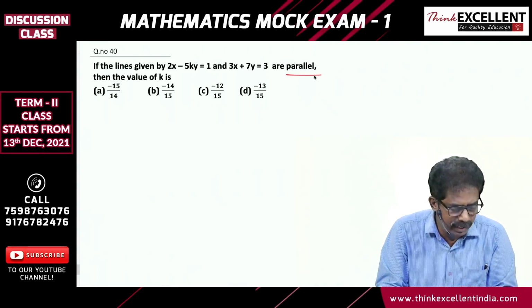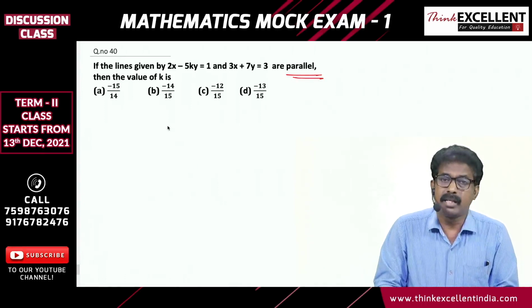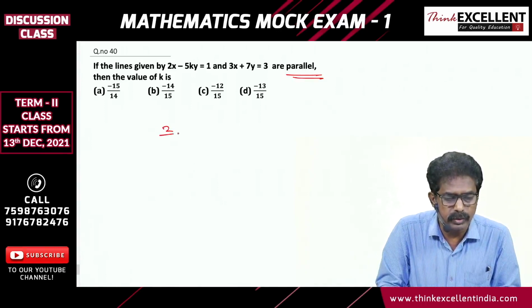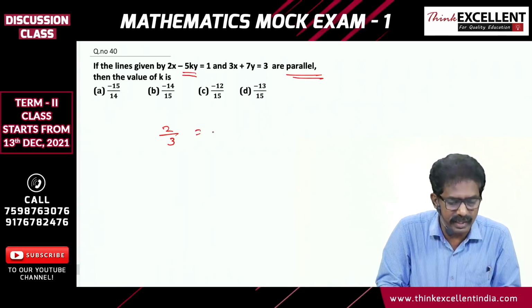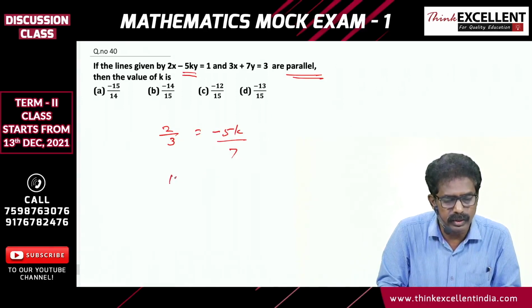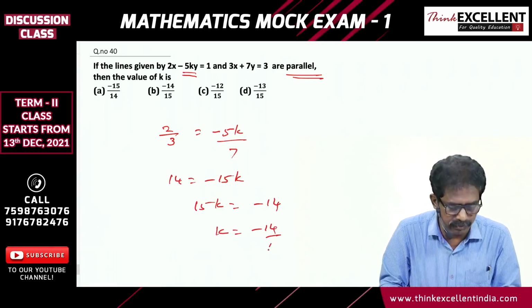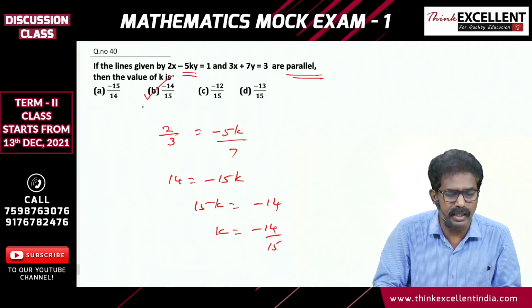They said they are parallel. Parallel means A1 by A2 equal to B1 by B2. You give A1 by A2 as 2 by 3 is equal to B1 by B2 as minus 5K by 7, right? So from here you can find the K value. So 14 is equal to minus 15K. Change the sign, 15K is minus 14. So K equal to minus 14 by 15. B is the correct answer, right?